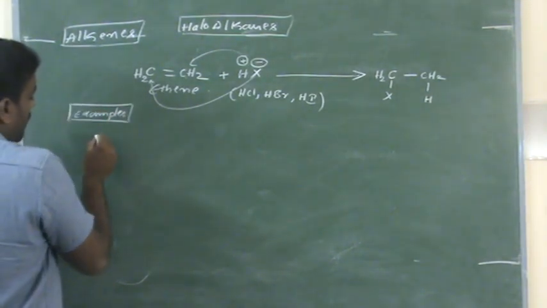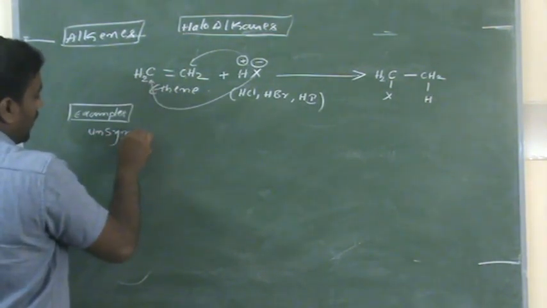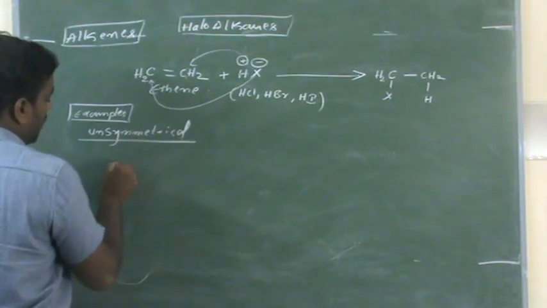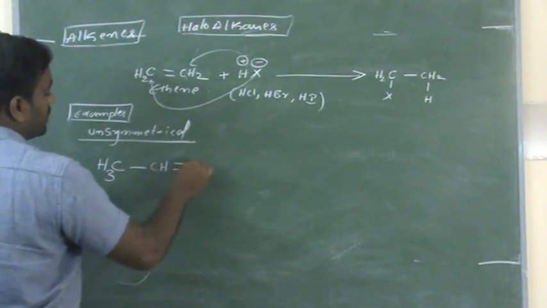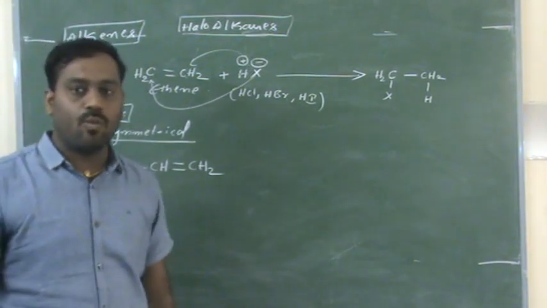For example, if you take an unsymmetrical alkene, can you tell me what is the best example of an unsymmetrical alkene? CH3, CH double bond CH2. This is the unsymmetrical alkene prop-1-ene.